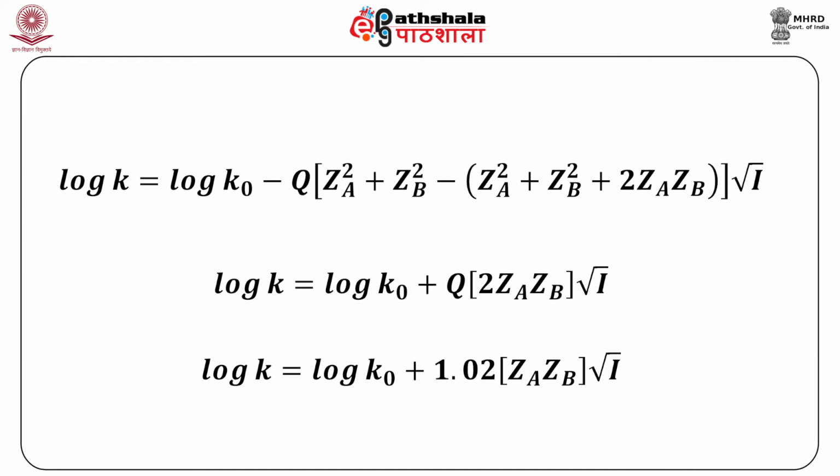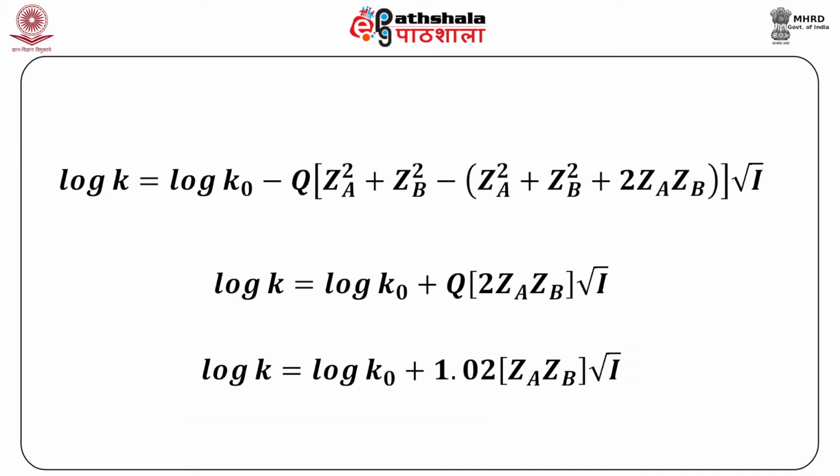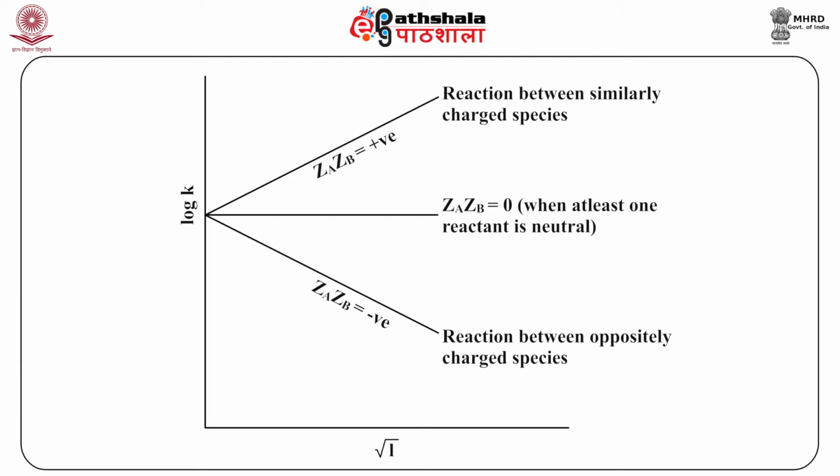Substituting the value of Q as 0.51 for an aqueous solution at 25 degrees Celsius gives the expression log K equals log K naught plus 1.02 into Za into Zb into under root ionic strength. Now, this equation has been used a number of times, and a plot of log K versus under root ionic strength gives a straight line with slope equal to 1.02 into Za into Zb and intercept as log K naught.